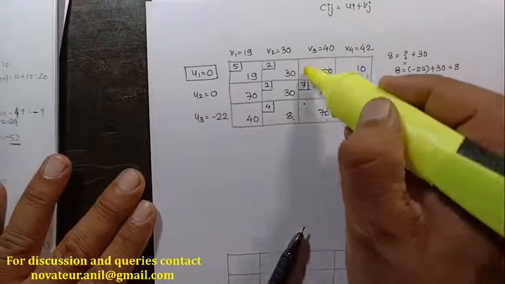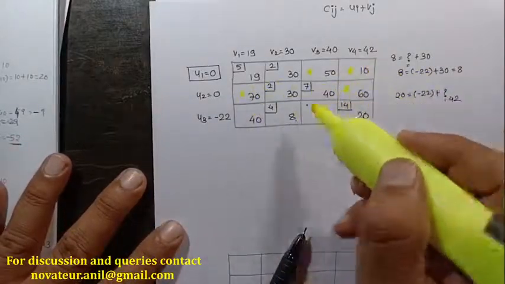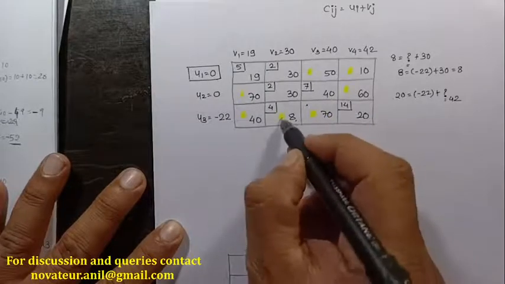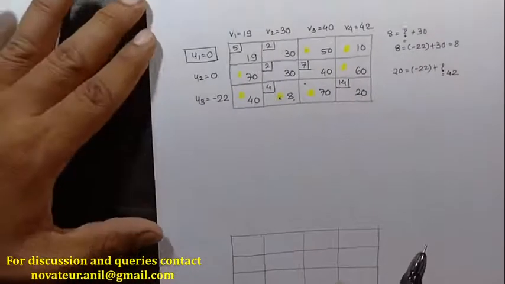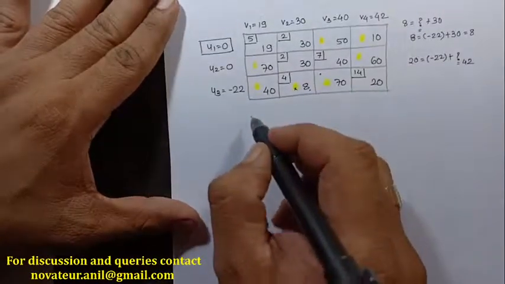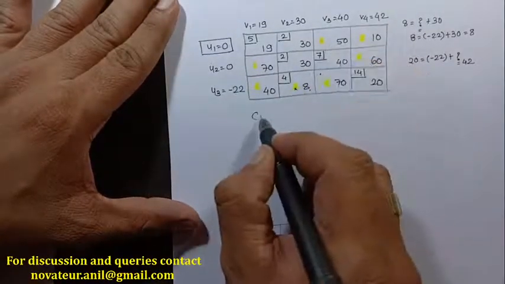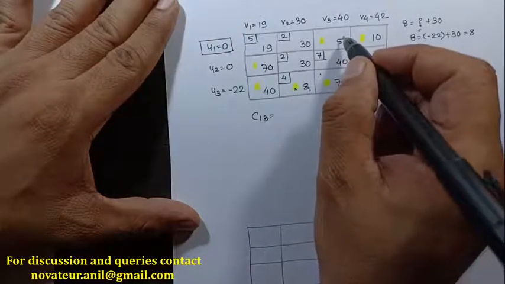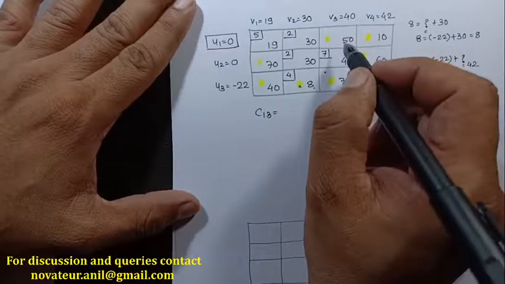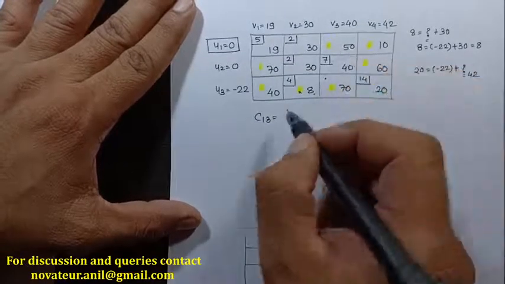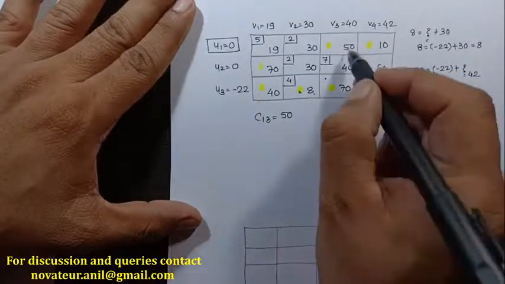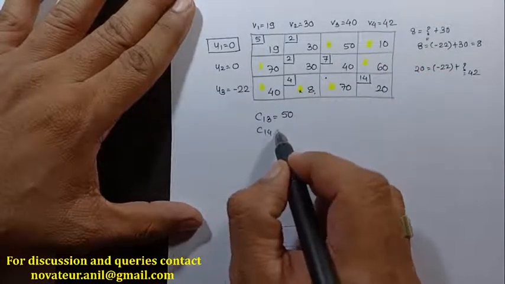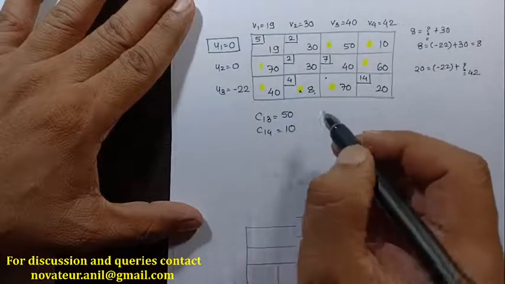Which are the unoccupied cells? This one, this one, this, and sorry, this one, not this one. Okay, so I'll just write down the numbers. What are the numbers? See, this is cell 1, 3. At the same time I'm going to write down the transportation cost here itself, that is 50, this cell value. Next is cell 1, 4, so transportation cost is 10.